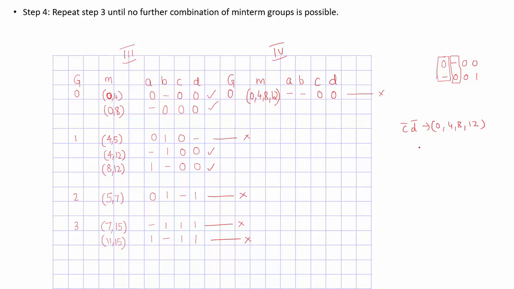So next is 4 and 5. This will be A bar, B, C bar. 5, 7 will be A bar, B, D. 7, 15 will be B, C, D. 11, 15 will be A, C, D. So these are your 5 prime implicants, and these are the minterms that form these prime implicants. Let us enter this in the prime implicant table.